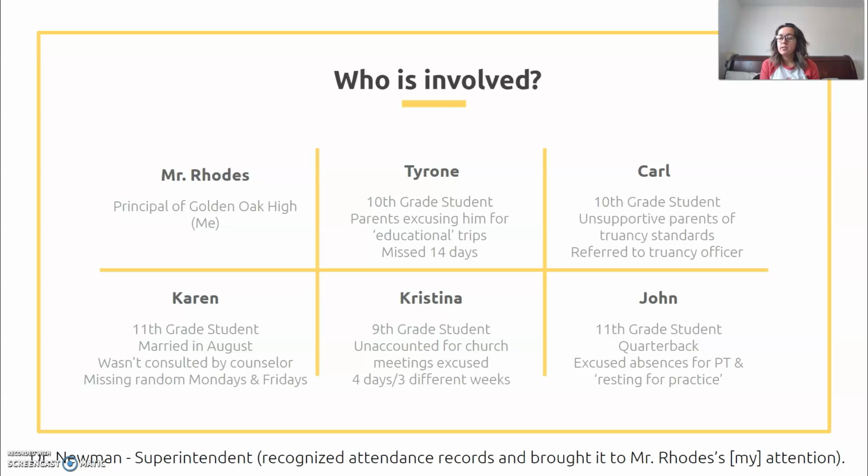Carl is a 10th grade student. He has unsupportive parents. They don't tell him he needs to go to school. He is attending vocational practices offered by the school, and his parents just do not support the need to be at school. So he was referred to a truancy officer because he has missed so much school thus far. And finally, we have John, an 11th grade student. He is the school's quarterback, and he has had excused absences for physical therapy, as well as on Fridays so he can rest for practice for the game.